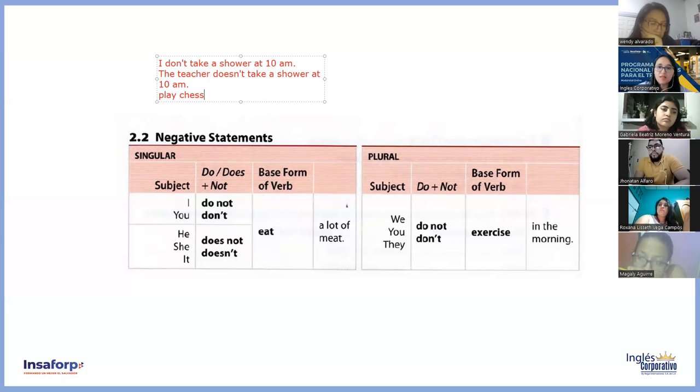Who is going to make the negative, Dennis? Let's choose someone. Magali, okay, Magali, please. How was the question? The negative? I don't play the piano. No. If I use he, from what I understood, if I use he, it's he doesn't.